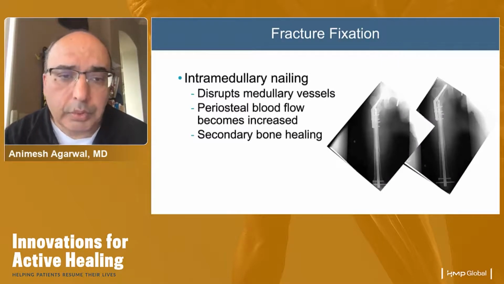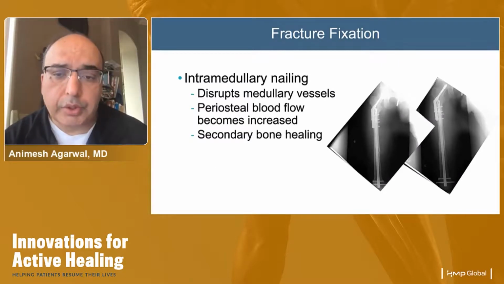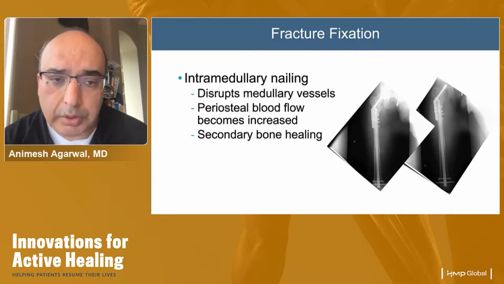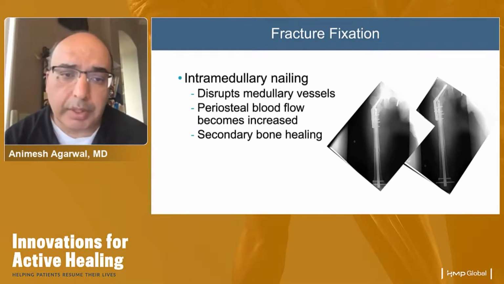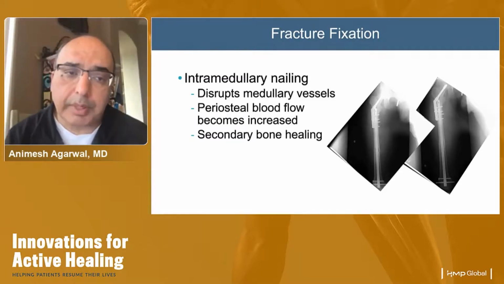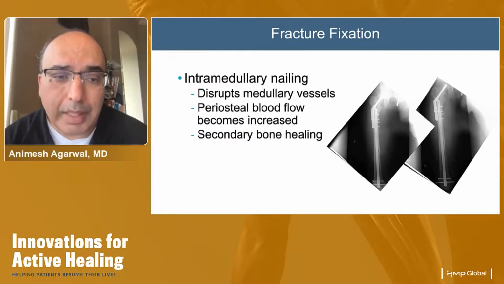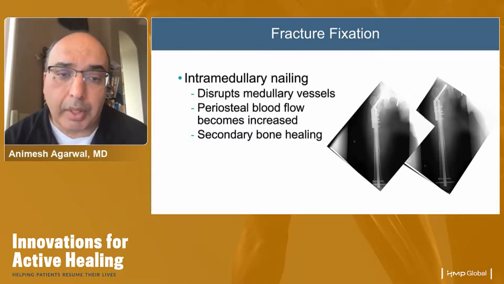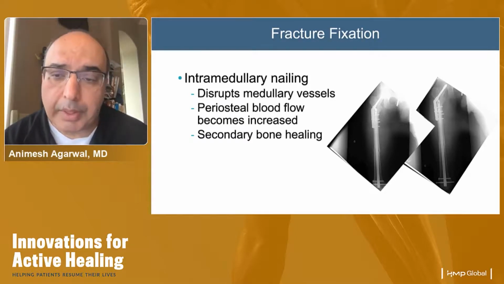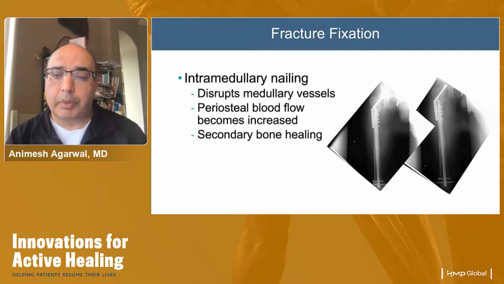When you do intramedullary nailing, as you know, reaming usually occurs, and that can disrupt any medullary vessels. However, as many studies have shown, you get an increase in the periosteal blood flow to really make up for that loss of medullary vessel. But this does still allow for secondary bone healing.